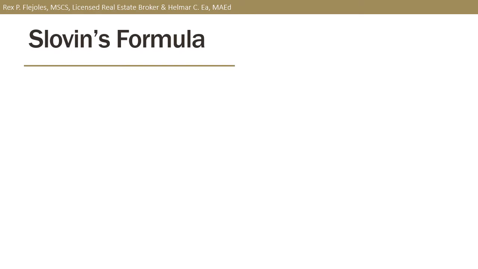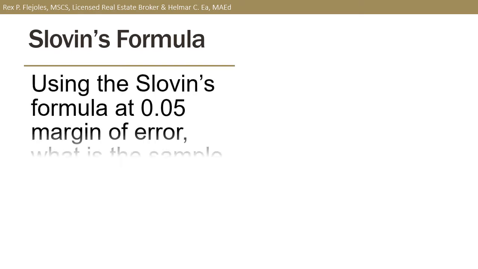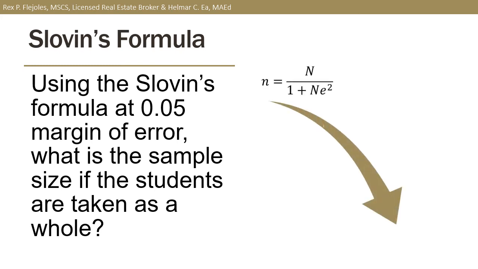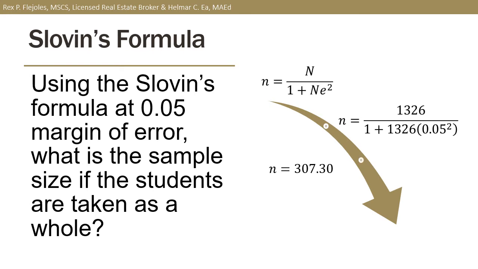Using the Slovin's formula at 0.05 margin of error, what is the sample size if the students are taken as a whole? Applying the Slovin's formula, it resulted to 307.30. So the sample size is 308. We need to round up since it is safe to consider a fraction as one person already.